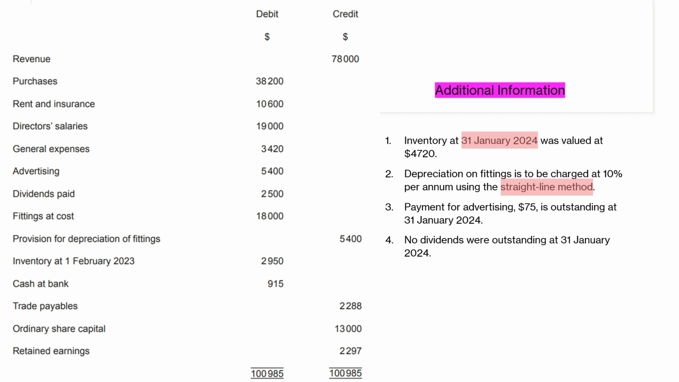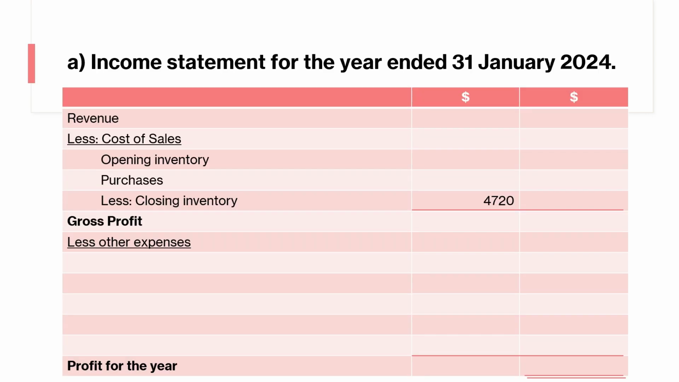So 10% on cost. What is the cost of fittings? Fittings at cost is 18,000. So then under other expenses you can record depreciation on fittings. How do you calculate the depreciation charge? It's 18,000 times 10%, which is the depreciation charge, will give you 1,800. So that's the depreciation for the period.